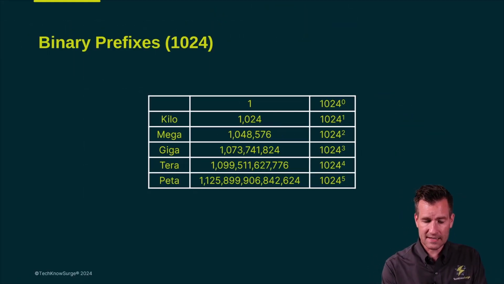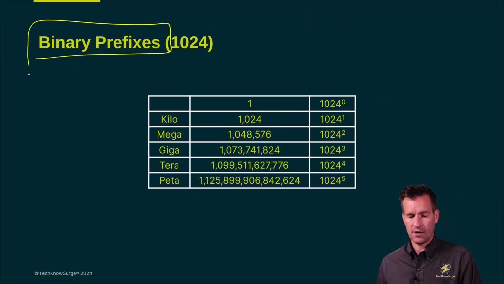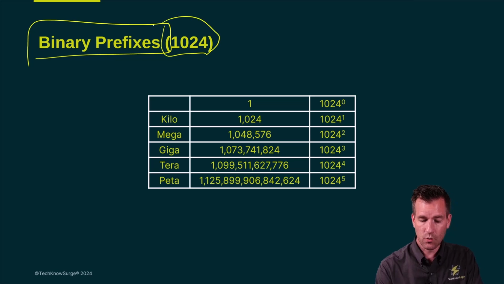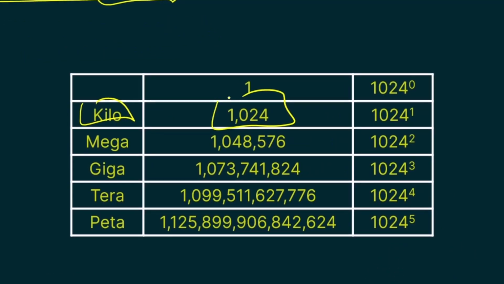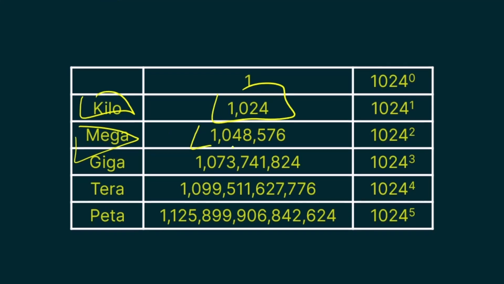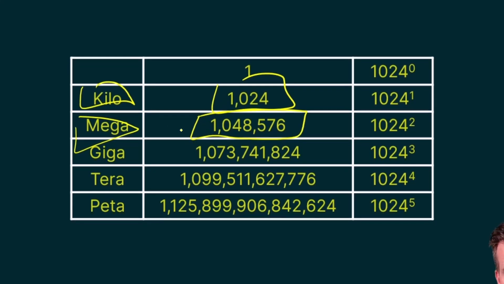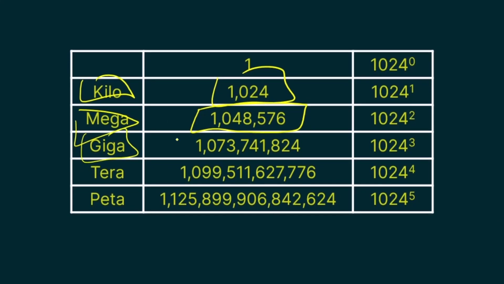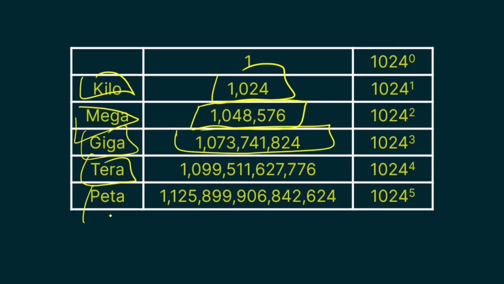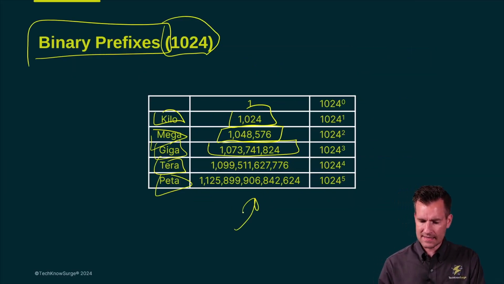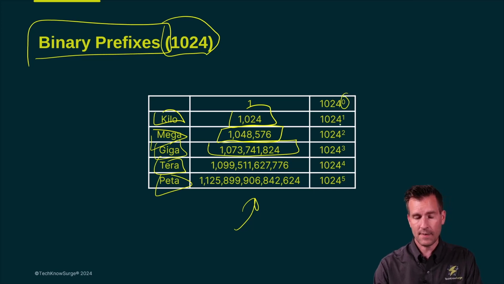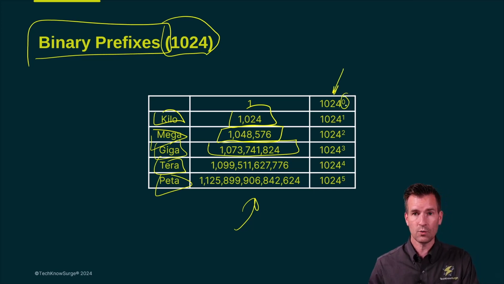There's also this binary prefix here, and we measure it in 1024 instead. So a kilo is 1024. A mega is this 1,048,576. A giga is this number right here, and likewise a tera and a peta. And we can see a difference with this, because instead of using 1,000 to whatever power, we're using 1024 to whatever power.